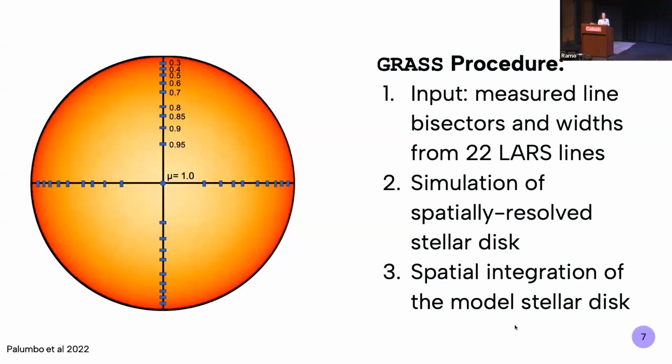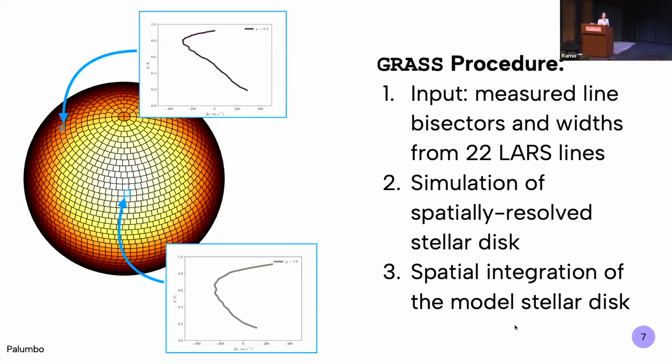So GRASS is using input data from the LARS spectrograph in the Canary Islands that has observed 22 lines at each one of these blue ticks in the image on the left. So we have a center to limb knowledge of how these lines are going to vary across the surface. We measure a line bisector and a width for each of these lines, and then a user can go in and create a simulation of a spatially resolved disk surface. We can do a spatial integration of the surface, and from there we can get a disk integrated synthetic spectra that has granulation-driven variability. So that's the model I'll be using, that's the tool I'll be using to create my models. Let's talk about the data.